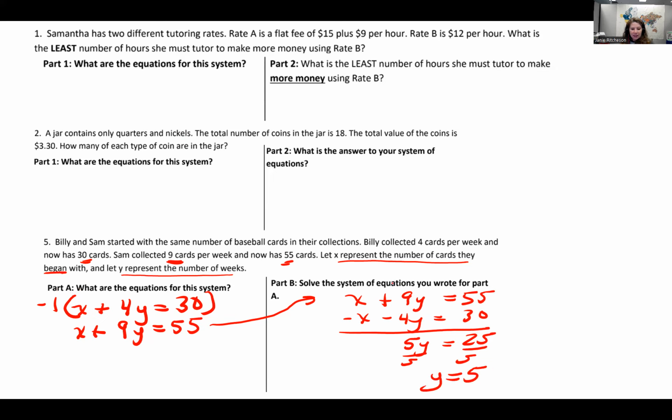And then I would plug 5 into one of these. I'll just do the top one. So I have x plus 4 times 5 is 20. I'm going to subtract 20 from both sides. So x equals 10. So x is the number of cards they both started with. And after 5 weeks, that's when they have these number of cards each after 5 weeks.